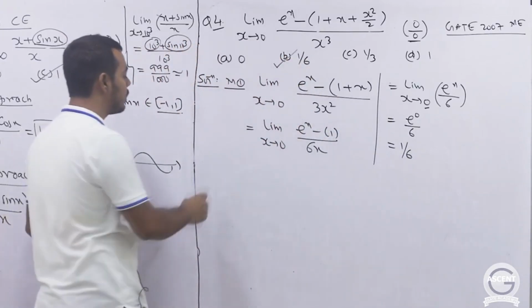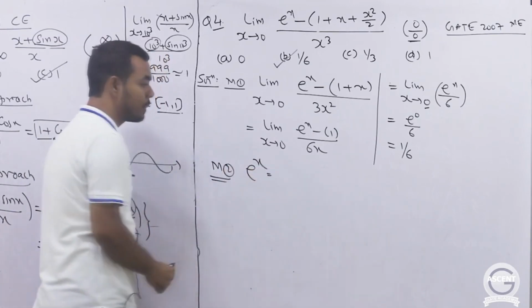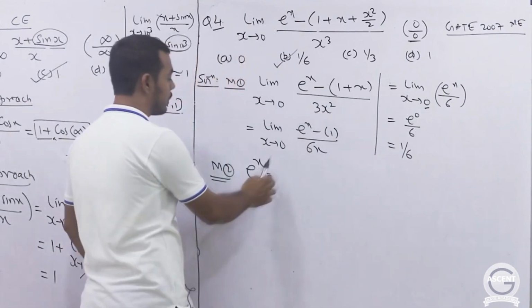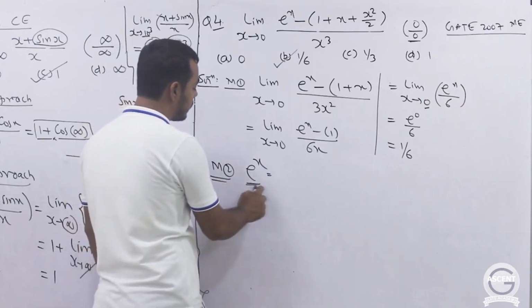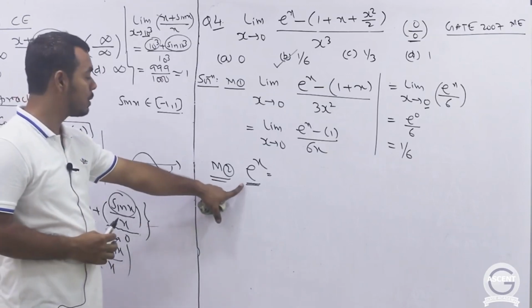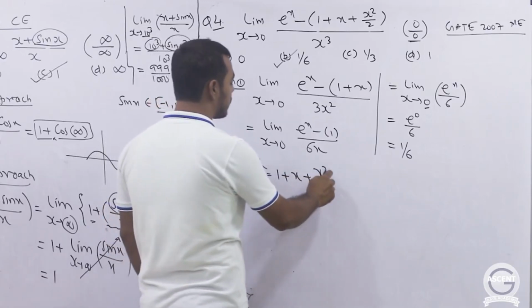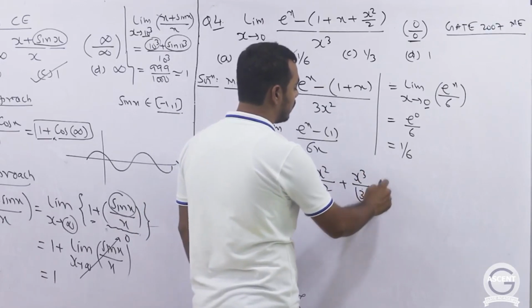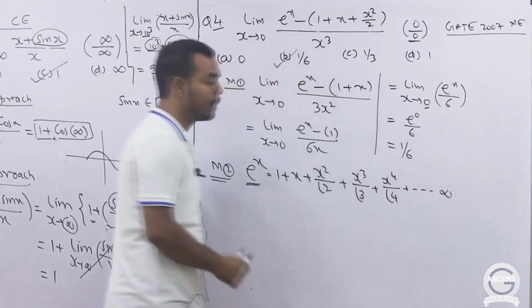Now there is another method of solving this problem, which is using the expansion of e to the power x. We will see how to expand any function in the form of a polynomial, but the expansion of e to the power x is very important. It is most frequently used. So e to the power x can be written as 1 plus x plus x square by 2 factorial plus x cube by 3 factorial plus x to the power 4 by 4 factorial. This will continue up to infinity, right?